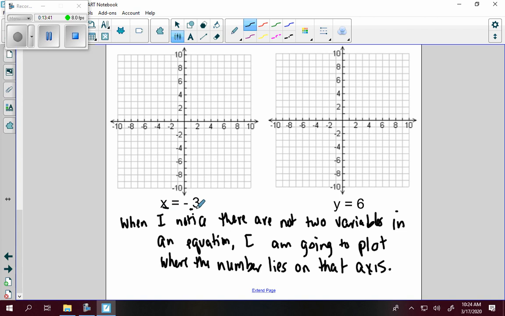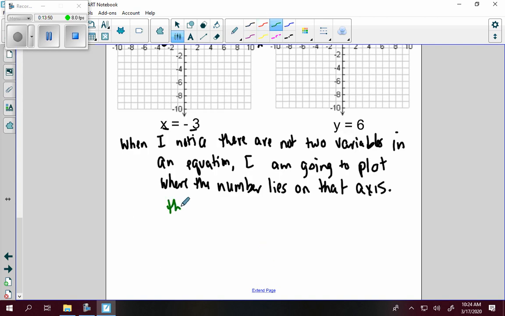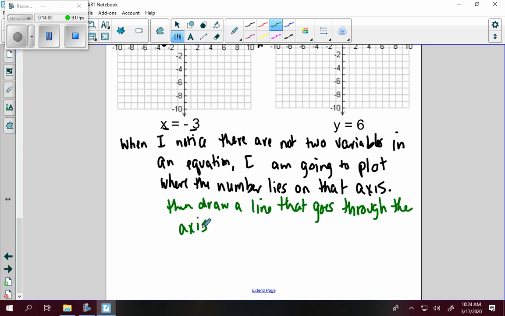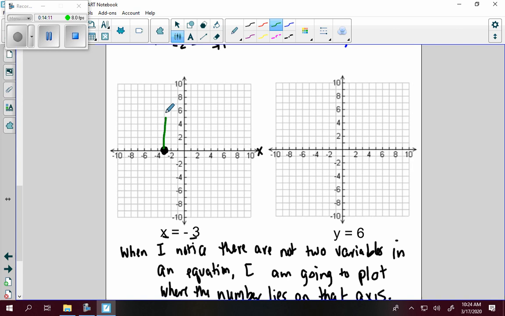For example, x is negative 3, so I go where x is negative 3 and plot. Then draw a line that goes through the axis at that number. So it's negative 3 here, so I'm going to draw a line that goes through negative 3. That represents that line. The reason why is that says x is negative 3, so anywhere on that line, x is always negative 3, but y always changes. But x is always negative 3.